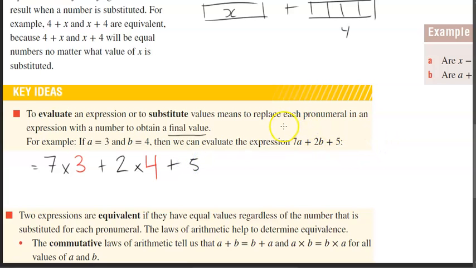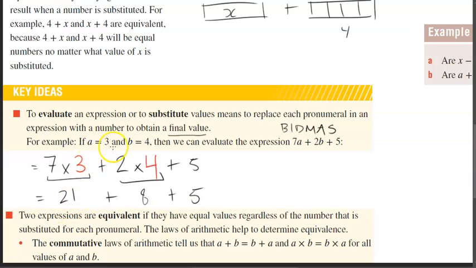Now you've got to remember your BIDMAS rules. We always do brackets first, no brackets. Indices or powers second, no powers. Division next, no. Multiplication is the first thing that we do, from left to right. So 7 times 3 we work out to be 21. 2 times 4 we work out to be 8, and then we still have this 5 tagging along.